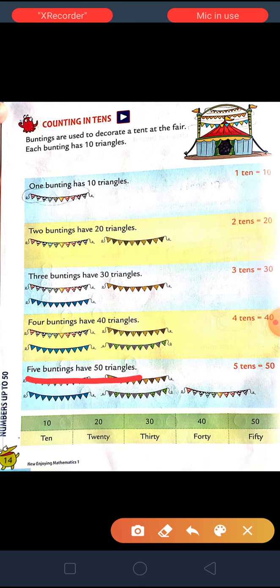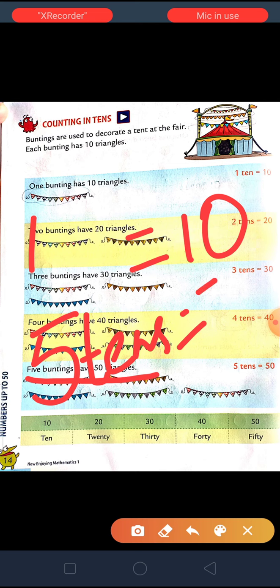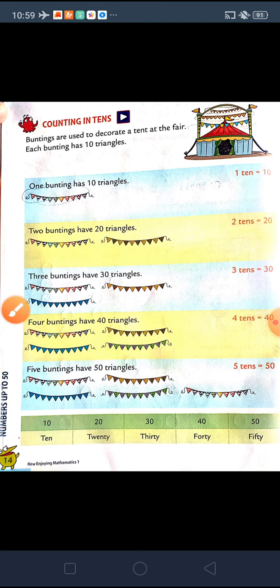Next is 5 buntings have 50 triangles. If one bunting has 10 triangles, then 5 buntings, which means 5 tens, will have 50 triangles. So this is counting in tens.